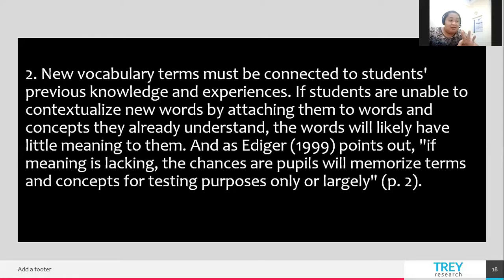So that's why, as future educators, you should not just let your students memorize the words, memorize the meaning, but also what? Apply the meaning of those words. Because it would become more meaningful in their learning.